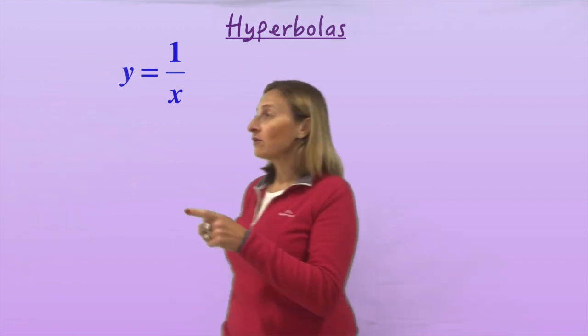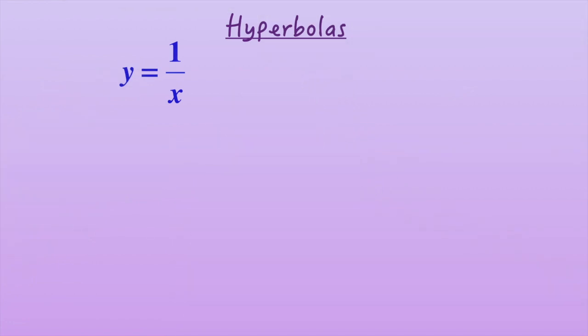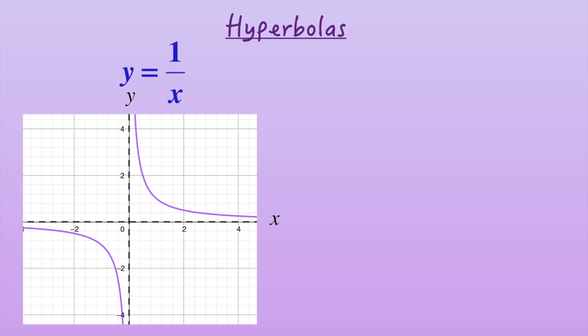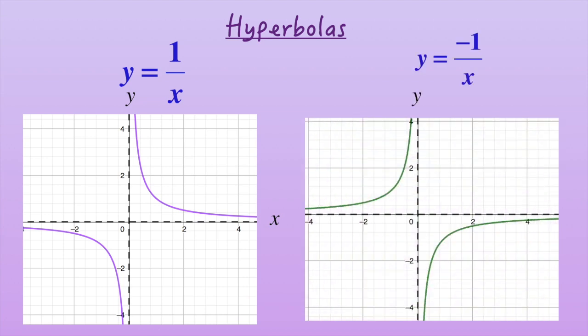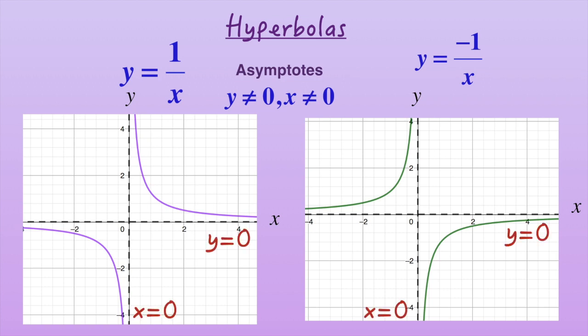Now your graph for y equals 1 on x will look like this. And your graph for y equals minus 1 on x will look like that. And don't forget that we have two asymptotes. That's where the graph can never equal. And those are going to be x equals 0 and y equals 0.